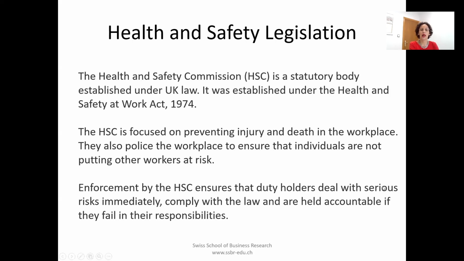Now, there's the Health and Safety Commission, which is a statutory body that was established in the UK in 1974, as part of the Health and Safety at Work Act. The HSC is basically focusing on preventing injury and death in the workplace. And they also police the workplace to ensure that individuals, other employees, are not putting themselves and others at risk as well.